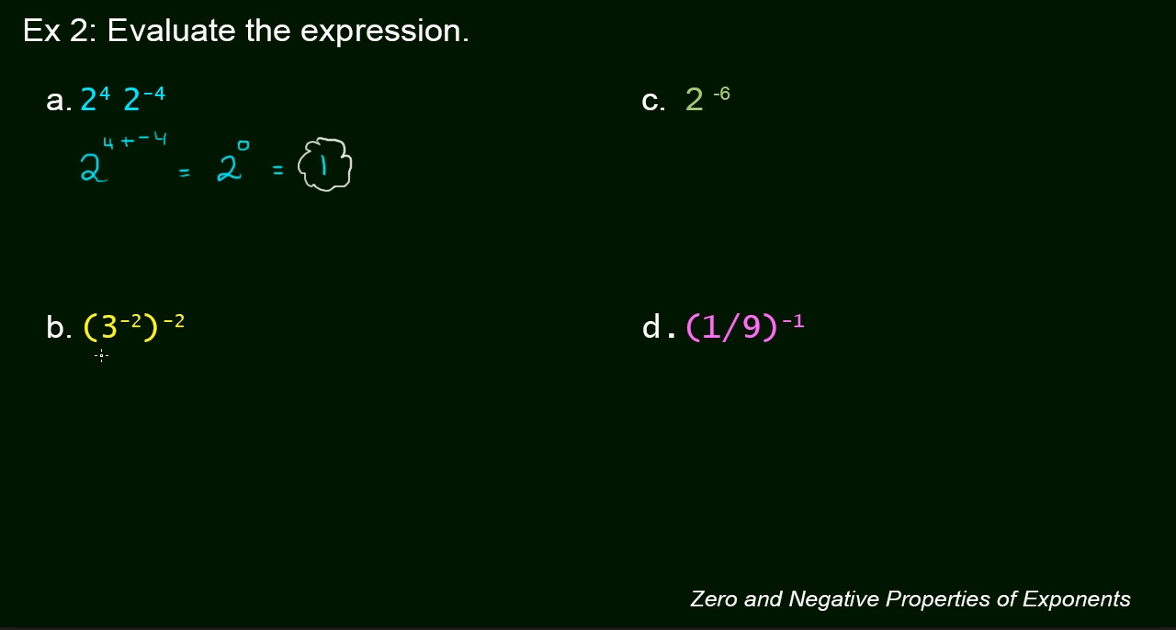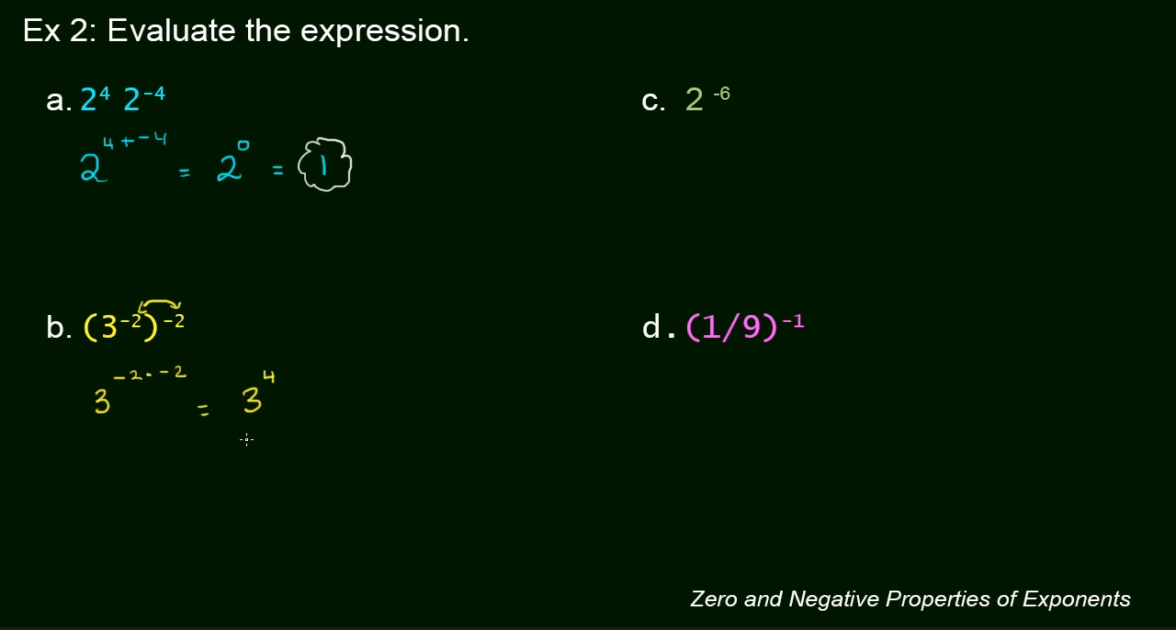For the second part, I have the quantity 3 raised to the power of negative 2, raised to the power of negative 2. Every time I see parentheses, I need to think about multiplication, distributing this negative 2 with this negative 2 inside the parentheses. So I get 3 to the power of negative 2 times negative 2. A negative times a negative is a positive. 2 times 2 is 4.